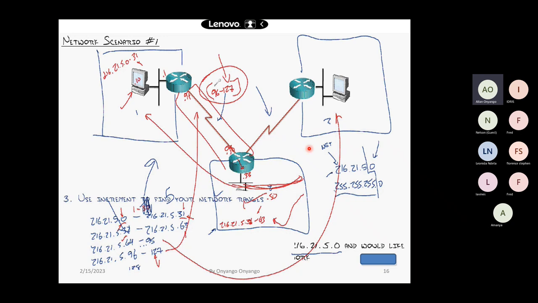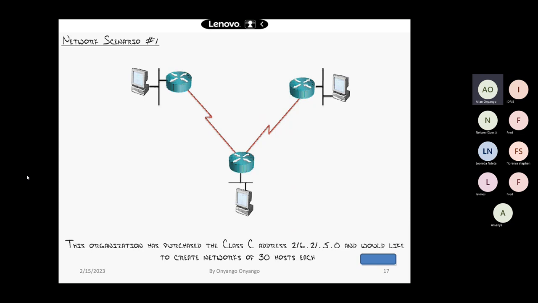Now, we have another question. I told you we are just going to get a question and work on it. This time round, this organization has purchased a class C address. It actually happens to be the same address, 216.21.5.0. And they would like to use it to create networks of 30 hosts each. This time they need hosts. They don't need networks. No, they need 30 hosts each.